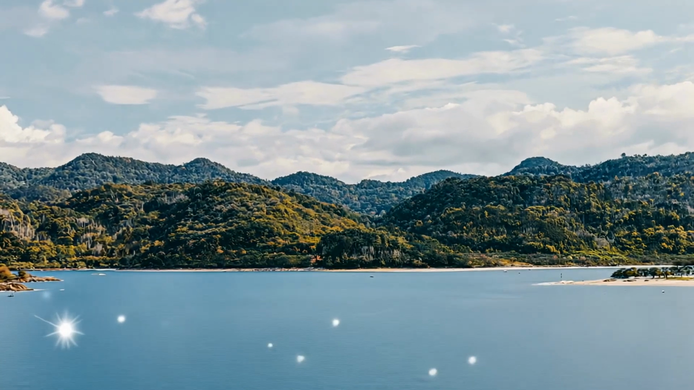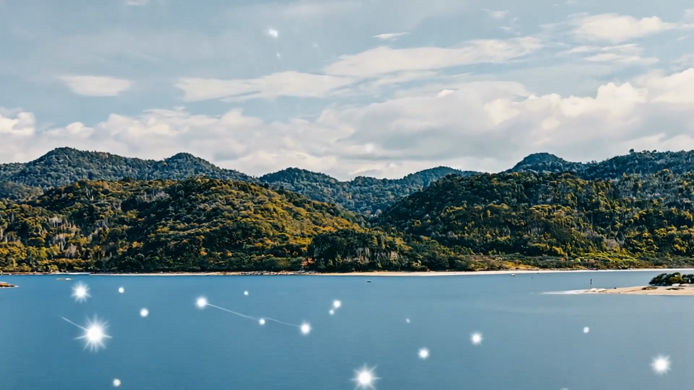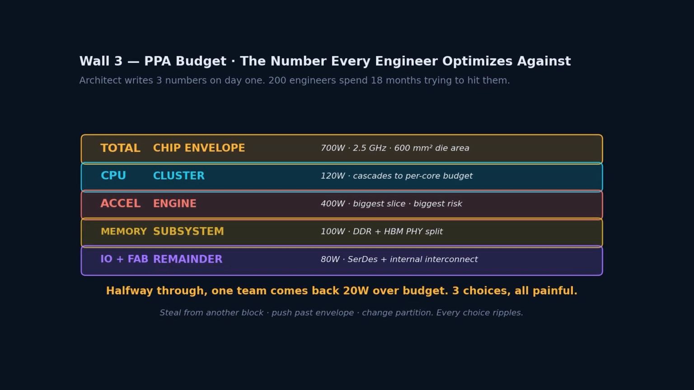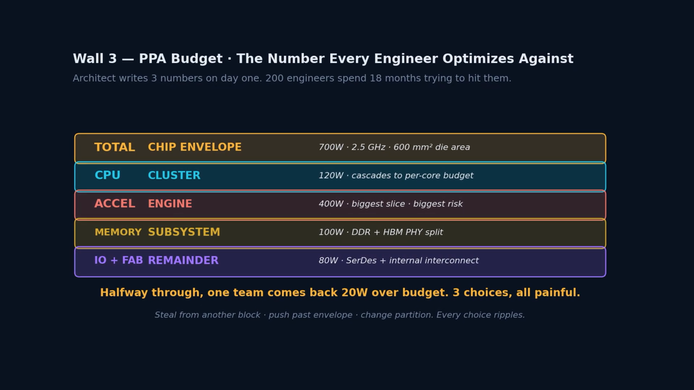Target frequency, 2.5 gigahertz at typical voltage. Total die area, 600 square millimeters. 3 numbers. 200 engineers will spend 18 months trying to hit them.